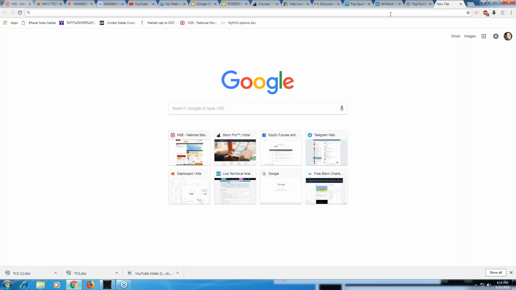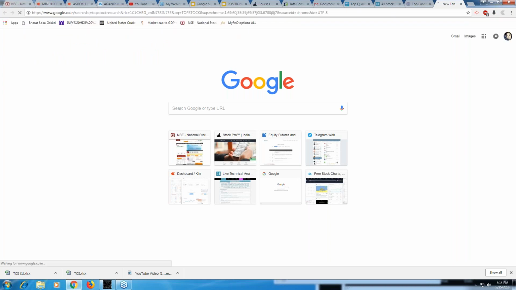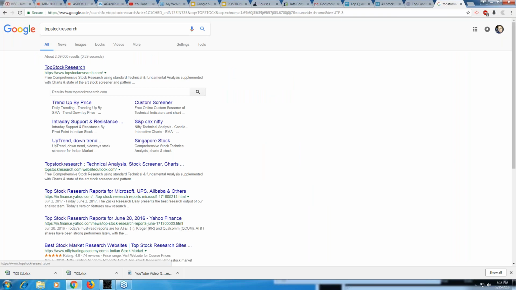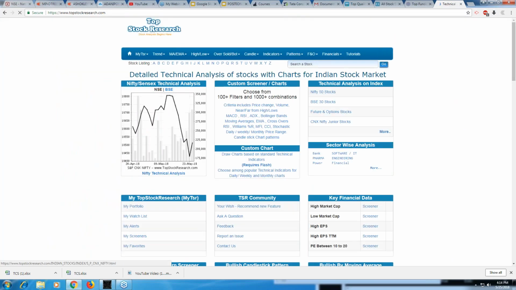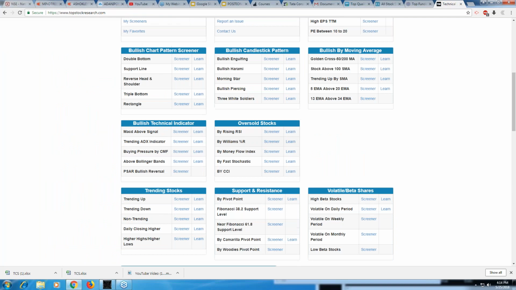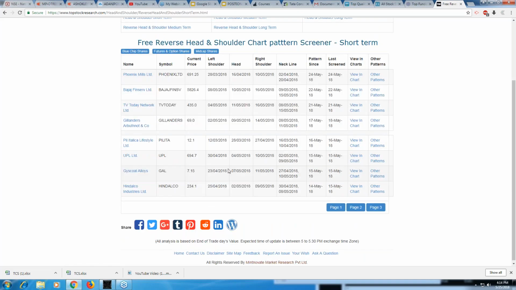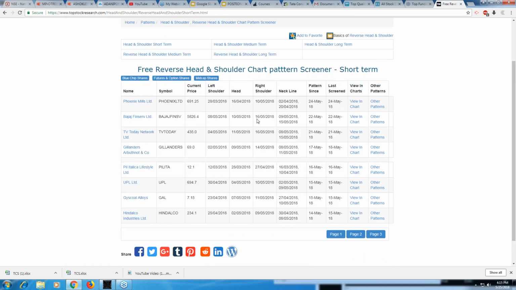So Top Stock Research. You can just go to the Top Stock Research, and on the home page you can see various things: Nifty, Sensex analysis, custom screener, technical analysis. You can see various things, double bottom, support line, reverse head and shoulder, triple bottom. You can just go to the screener and straight away it will give you where the triple bottom is happening, right? Where an inverted head and shoulder pattern is forming, right? Bajaj Finserv, Phoenix, TV Today, right?